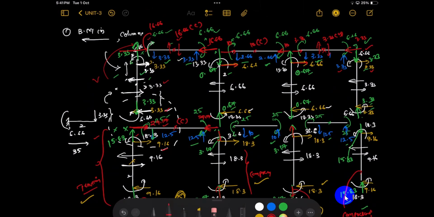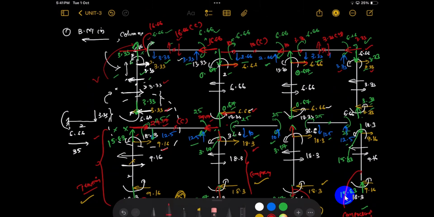29.17 plus again this is 6.66. What is 6.66 minus 18.3? It's 17.5. See, 18.3, 6.66, 29.17. What is the effective force now?